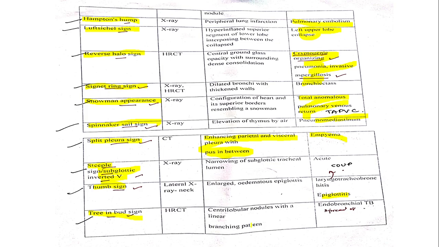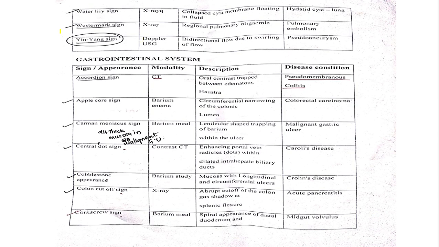Tree in bud sign on HRCT is seen in endobronchial TB. Water lily sign on X-ray is seen in hydatid cyst of lung. Westermark sign is seen in pulmonary embolism. Yin-yang sign is seen in pseudoaneurysm due to bidirectional flow.